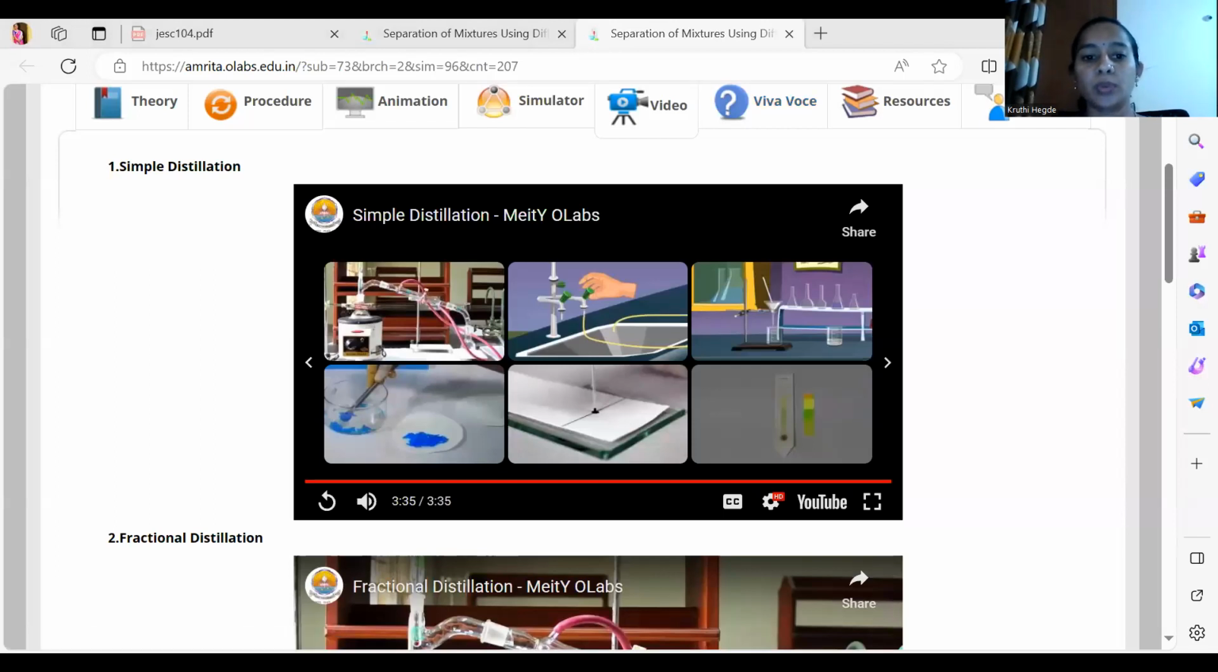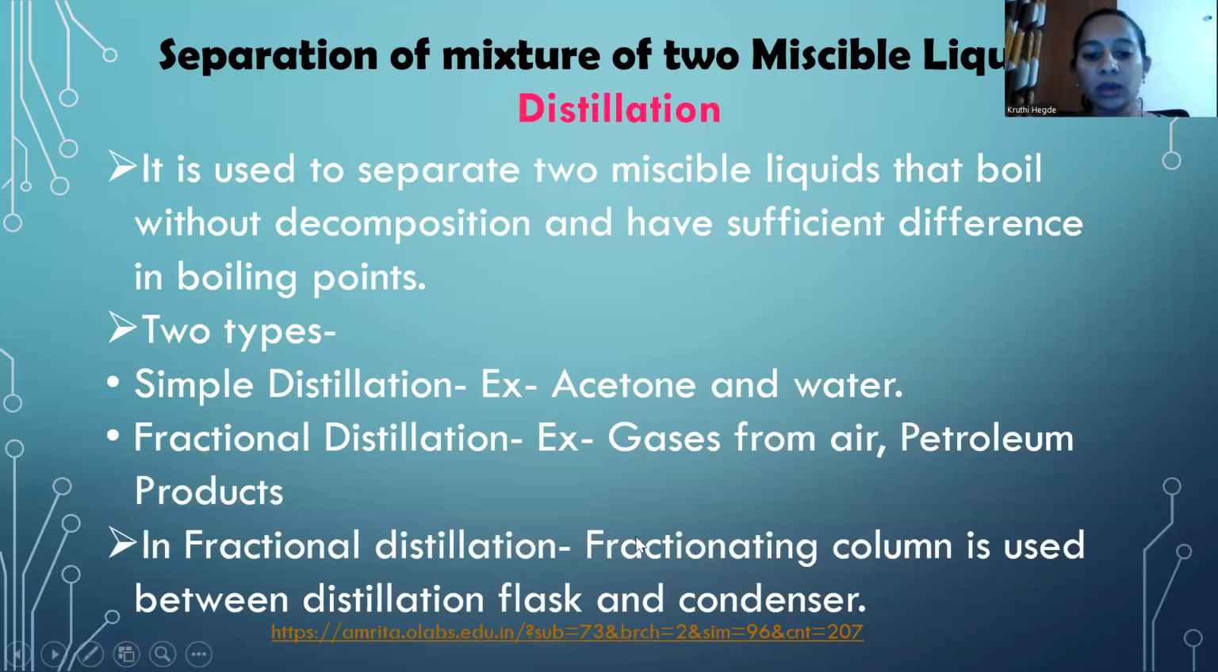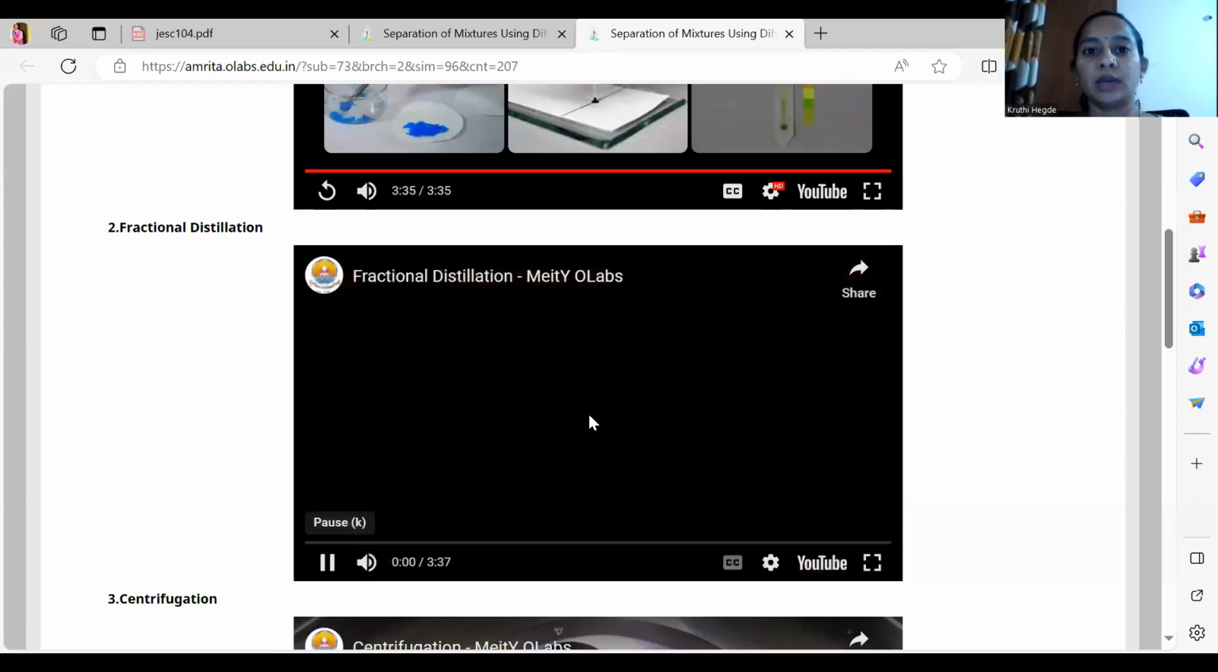So hope you got to know how distillation happens, simple distillation. Okay, so let's see if fractional distillation is given. Here we have the fractional distillation technique.